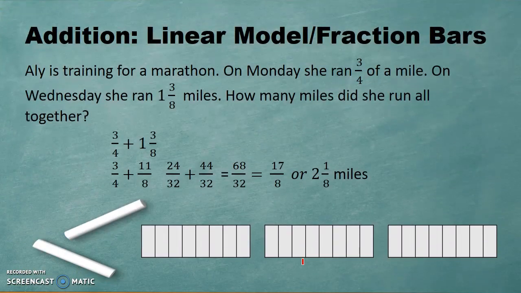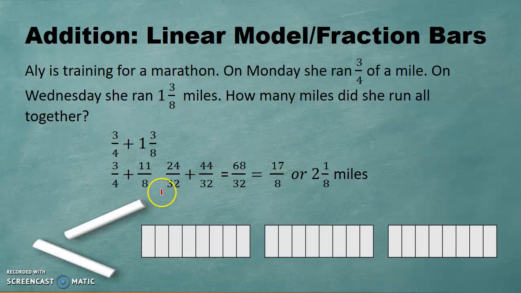So for my addition, I decided to use a linear model or fraction bars, and I created this problem. Allie is training for a marathon, so on Monday she ran 3/4 of a mile. On Wednesday she ran 1 3/8 miles. How many miles did she run altogether? So our addition problem says 3/4 plus 1 3/8.